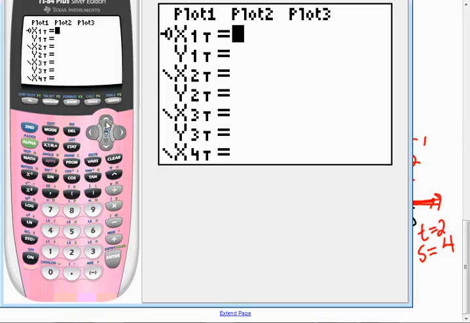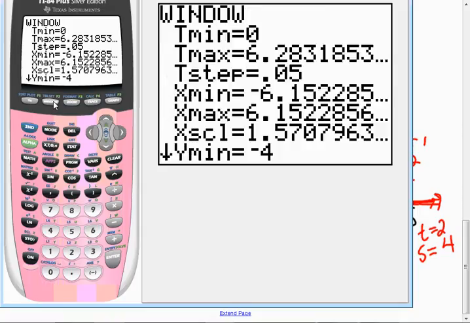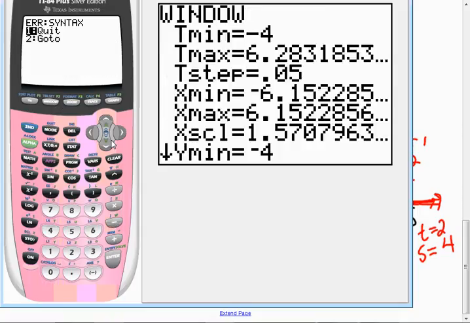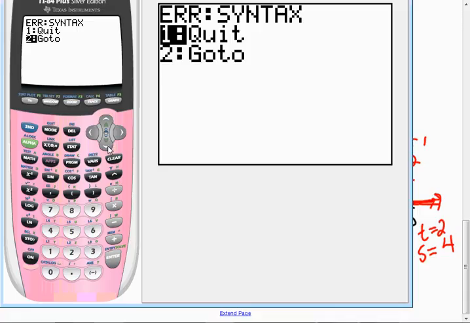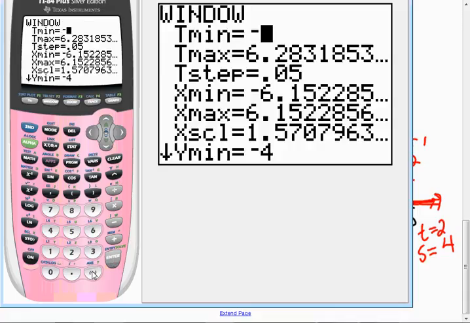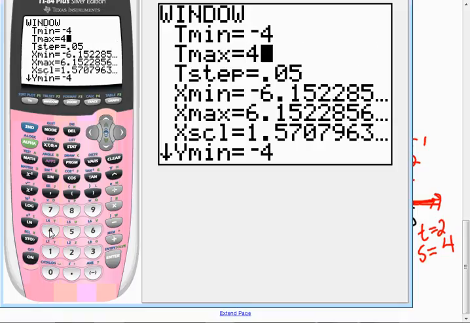Oh, no, I don't want this. Make this 1. This is my position, t squared. I want y1 and x to be t squared. There you go. There's your position. Your x position is t squared. Okay, so we're going to zoom it. Let's do our window from negative 4 to 4. Oh, wrong sign. And we'll make this a 4. We'll do a t-step of 0.1. You don't have to worry about this, but it's going to calculate every 1/10.